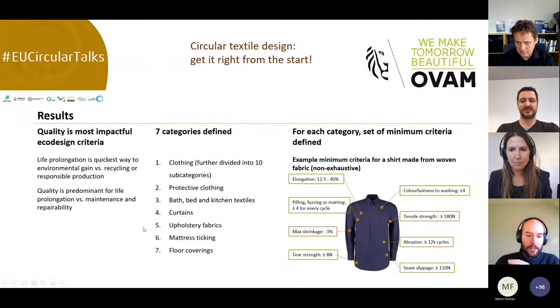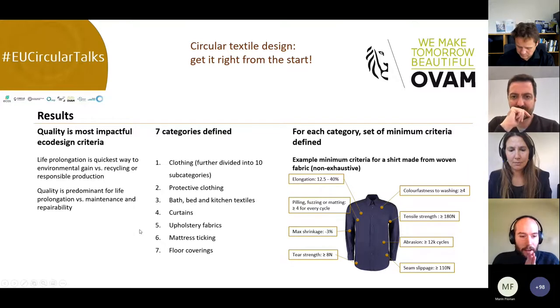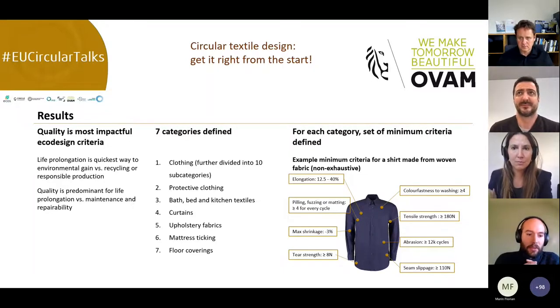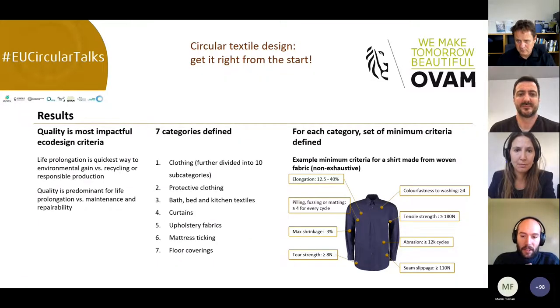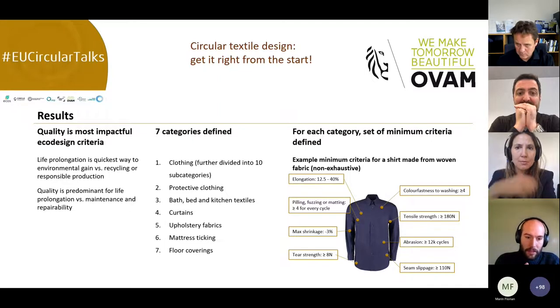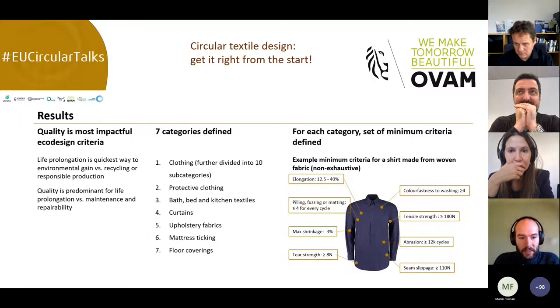Now, there are three main results that I want to share here. First of all, quality was determined the most impactful eco-design criterion. This is essential to know because eco-design can be defined in many ways. Therefore, the study looked at the potential impact of life prolongation versus recycling versus responsible production. But because of the immature state of recycling technology and the legislative difficulties with responsible production, life prolongation was determined the quickest way to environmental gain.